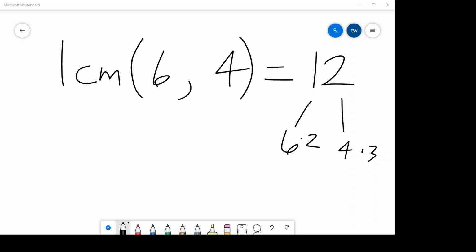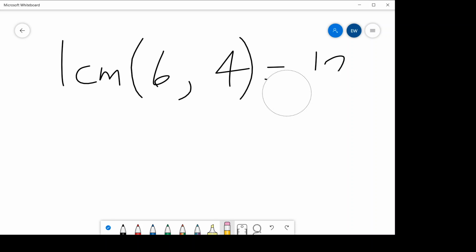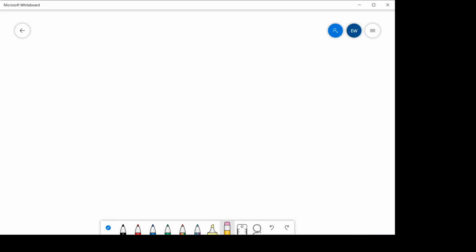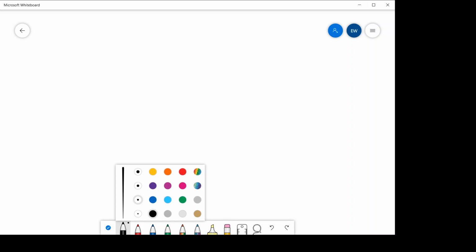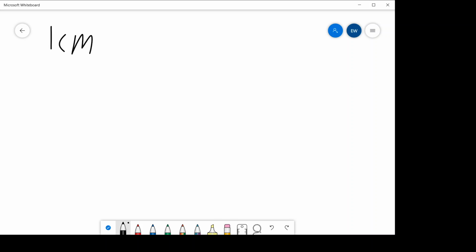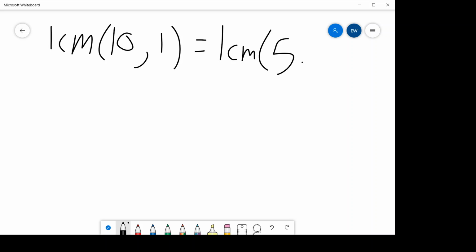Okay, so is everybody cool with what the least common multiple is? I know it's probably been a hot second since math. So what we're going to do is take the least common multiple of our intervals. So the least common multiple of 10 and 1 is equal to the least common multiple of 5 and 2, because they both are 10.